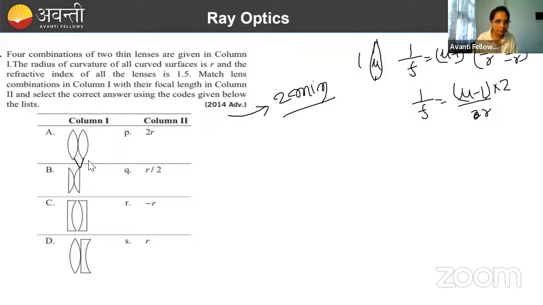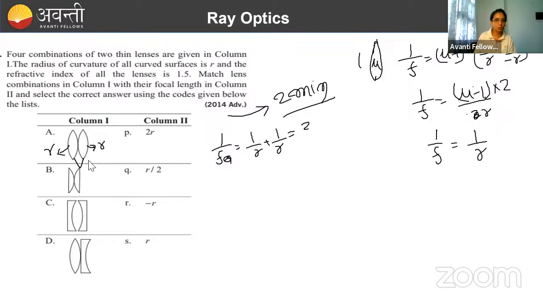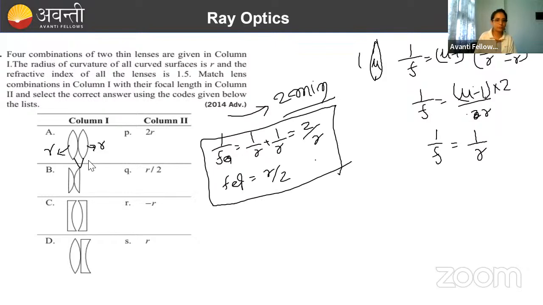Mu is given now. Yeah, mu is 1.5. So let's write in that term only. If this is 1.5, it will become 1 by 2. 1 by 2 into 2 will become 1. So 1 by f is 1 by R. So the focal length of this lens is how much? R. And the focal length of this lens is also R. So 1 by f equivalent will be how much? 1 by R plus 1 by R. That is your 2 by R. So what will be the focal length of the first? R by 2. So for first, we have got it for A.